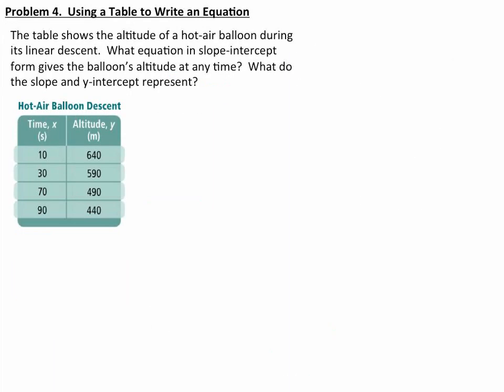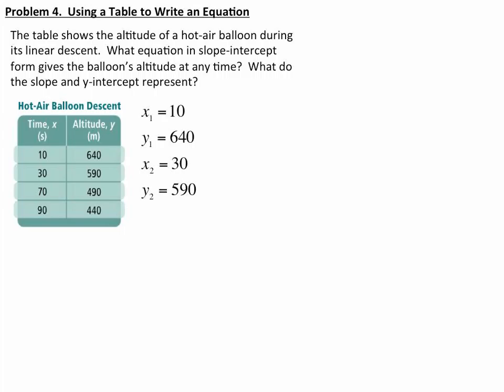All right, last thing. Table shows the altitude of a hot air balloon during its linear descent. What equation in slope-intercept form gives the balloon's altitude at any time? What do the slope and the y-intercept represent? Okay, so they're asking me for some slopes and y-intercepts, but they're not giving me the y-intercept in the table. So what I'm going to do is use point slope form, and then that'll lead me into slope-intercept form.